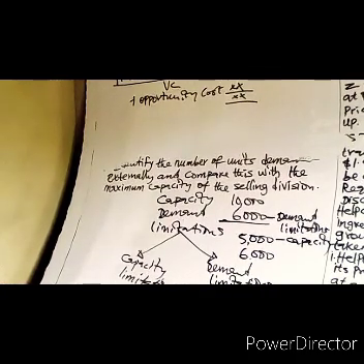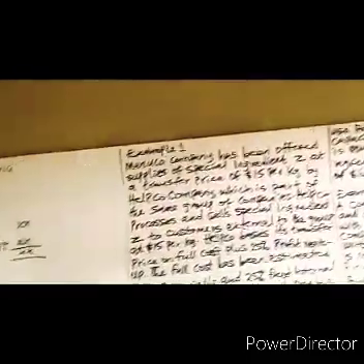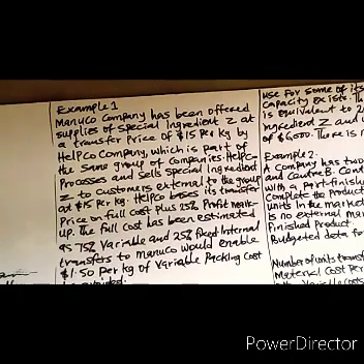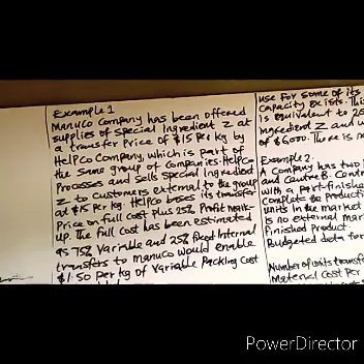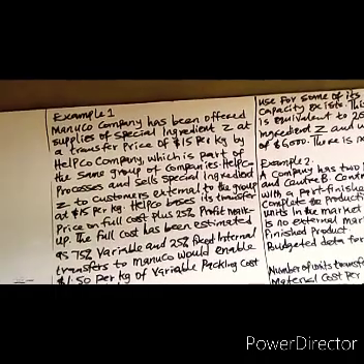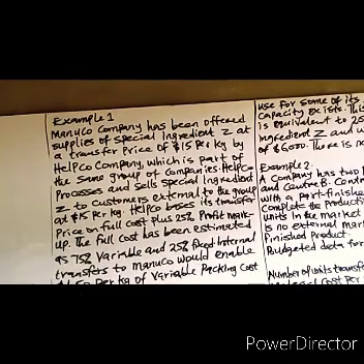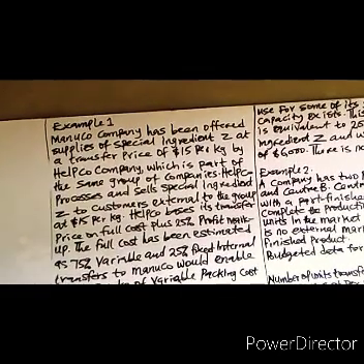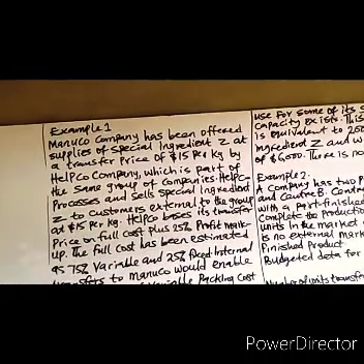So we want to take a question as a worked example. Example 1: Manuco Company. This question is obtained from the ACCA study text by Kaplan. Manuco Company has been offered supplies of special ingredient Z at a transfer price of $15 per kg by Hepco Company, which is part of the same group of companies.